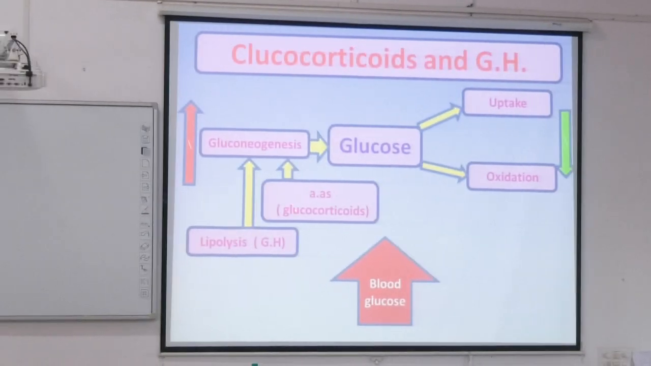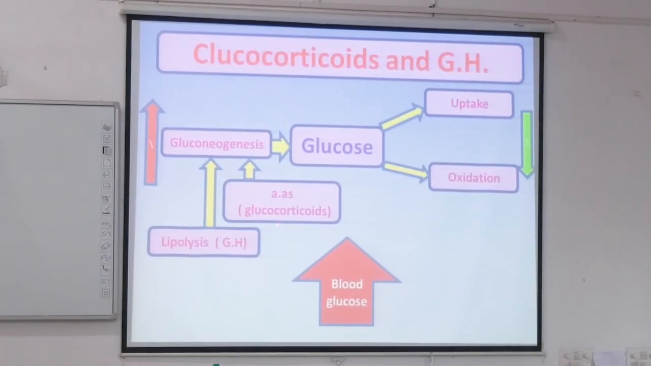So lipolysis, amino acid will break down to form glucose, and it will decrease the uptake of glucose and oxidation of glucose. And with these two effects, the blood glucose level will tend to increase.